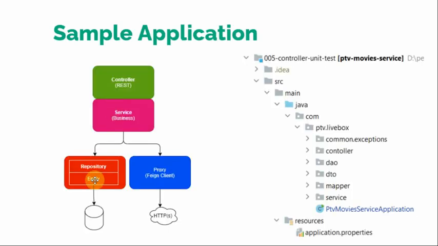So here is our sample application. We will be writing an integration test for the repository. Why an integration test? Because we don't want to mock anything at the class level, at the object level. So we will use an in-memory database, which is H2, and the repository will then try to look up from there.